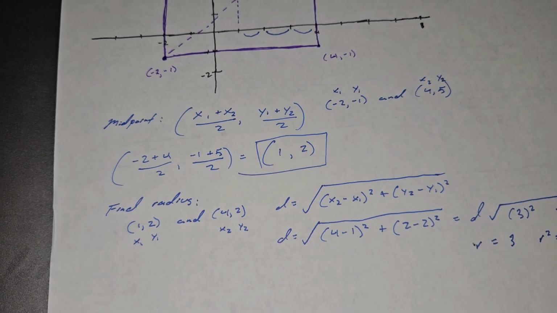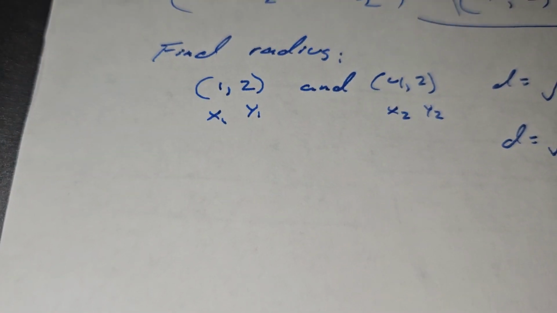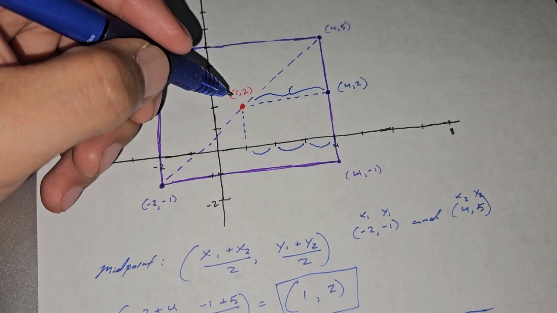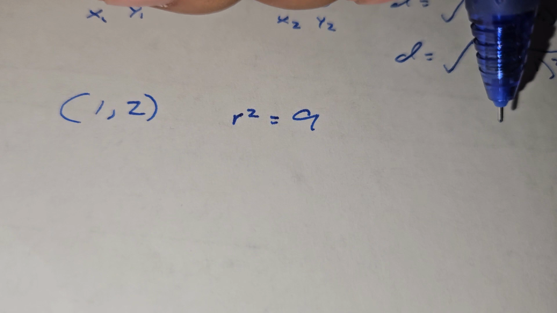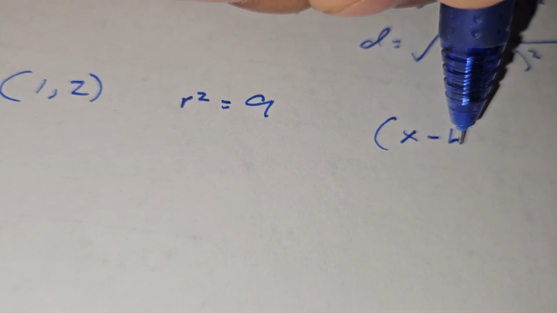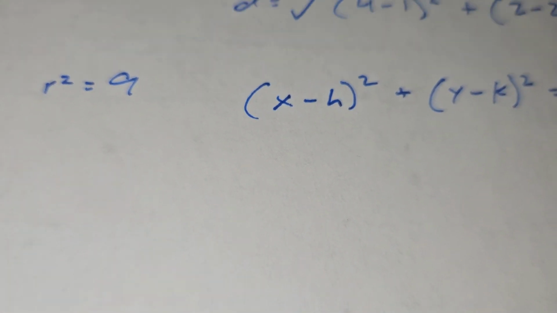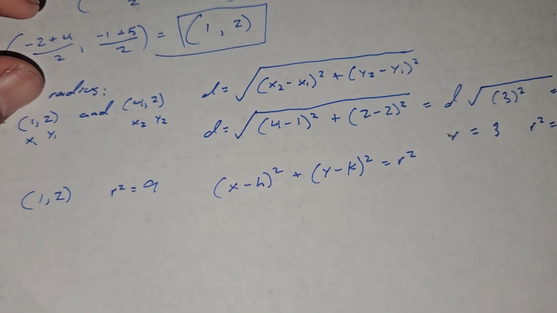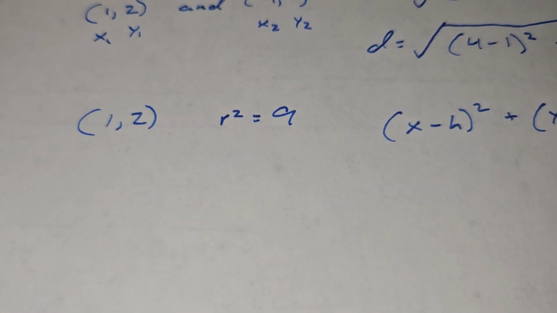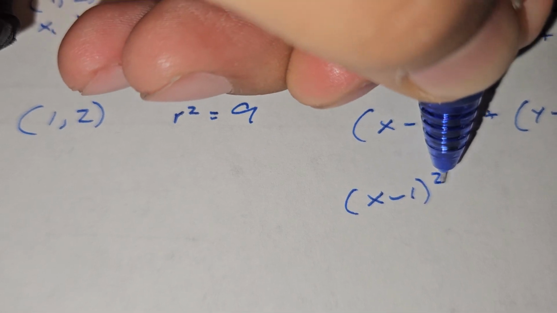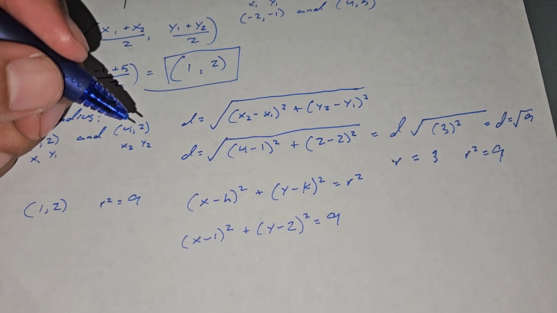Now that we found our radius, we can pretty much construct our formula. We found our center point to be 1, 2, and our radius squared is going to be 9. The formula of the circle is x minus h squared plus y minus k squared is equal to r squared. Just plug in your values just like we did in our previous examples. These are just positive values, so you don't have to do all that distribution. So it's x minus 1 squared plus y minus 2 squared is equal to 9.